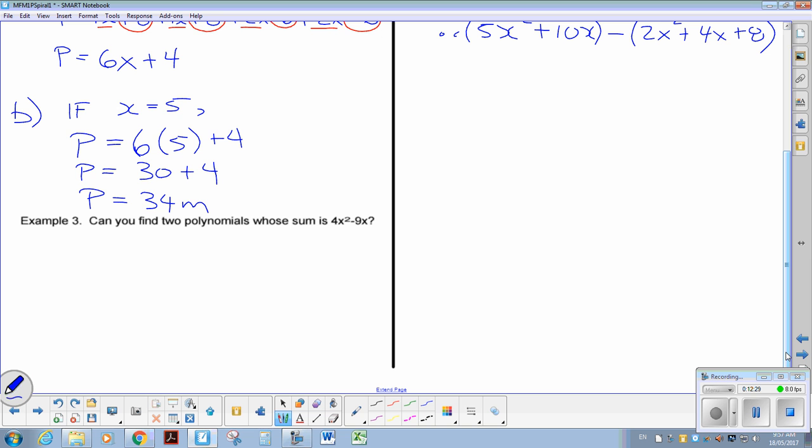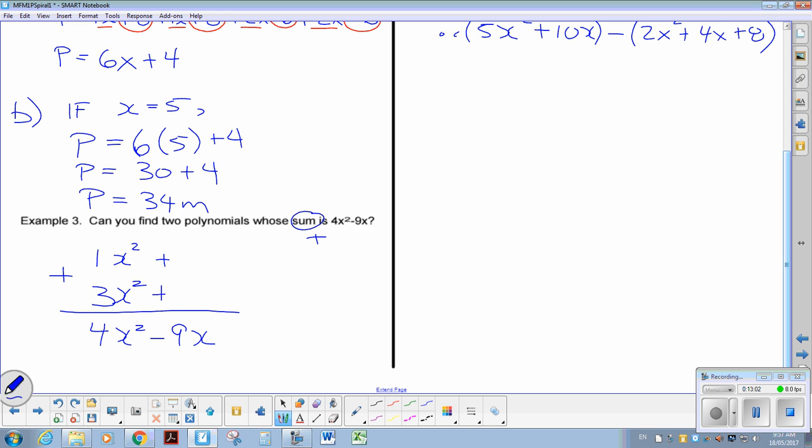And it's exactly the same with example 3. You find two polynomials whose sum is 4x squared minus 9x. Sum means addition. So we are looking for two polynomials that will give me 4x squared minus 9x. So without doing the circles this time, I have x squared and x squared. What plus what gives me 4? So let's go with 1 plus 3x squared gives me 4.